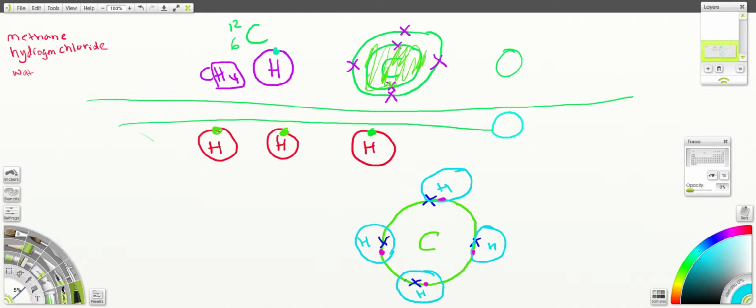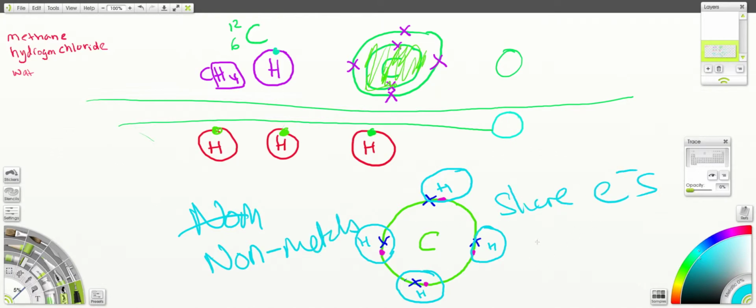And can you see that they are all sharing? So this hydrogen will have 2 electrons. This hydrogen will have a full outer shell. This will have a full outer shell. This will have a full outer shell. And if you look at carbon, it's got 2, 4, 6, 8 electrons. So both carbon and hydrogen have a full outer shell. And that is the point, ladies and gentlemen, of covalent bonding. It's between non-metals, and they share electrons. Why? So that they have a full outer shell.